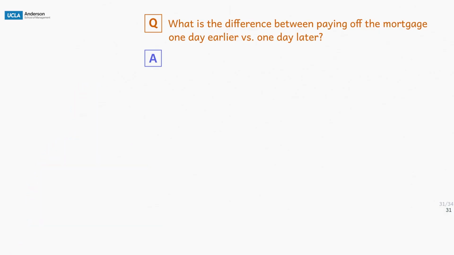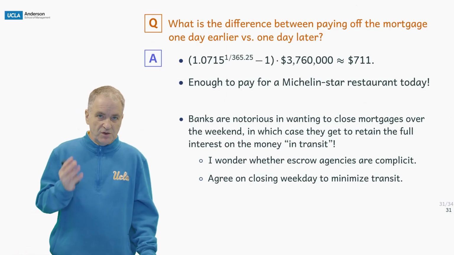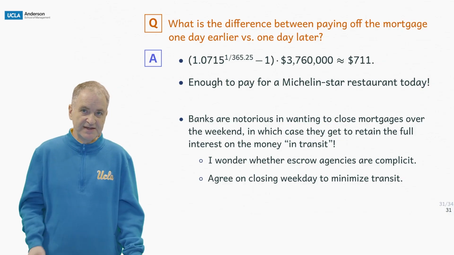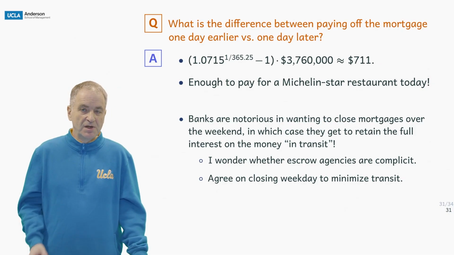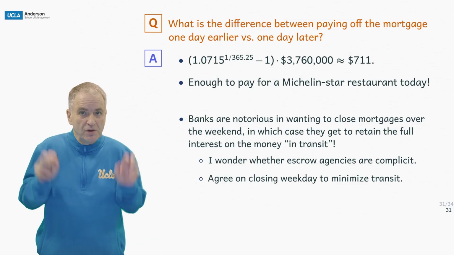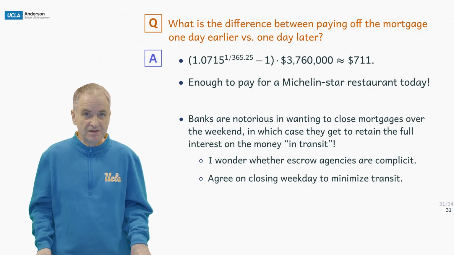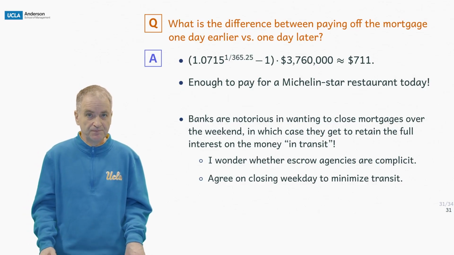Please pause this video now, answer the question on a piece of paper, and then continue. Well, you have to multiply that interest rate by $3.76 million, which is the mortgage that you're about to take. So that's only $711. Yeah, small interest rate, but enough to pay for a Michelin star restaurant dinner tonight.